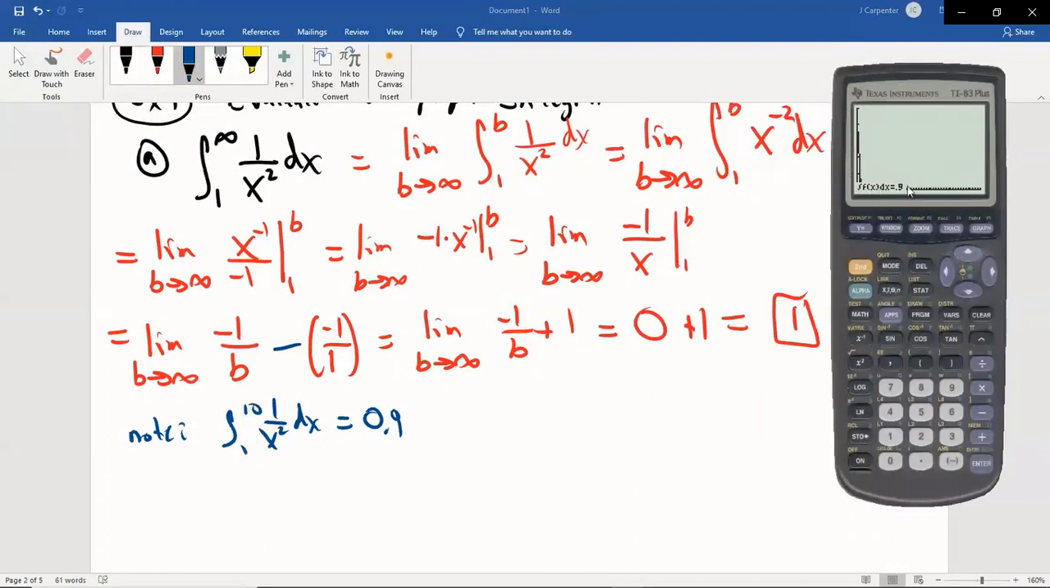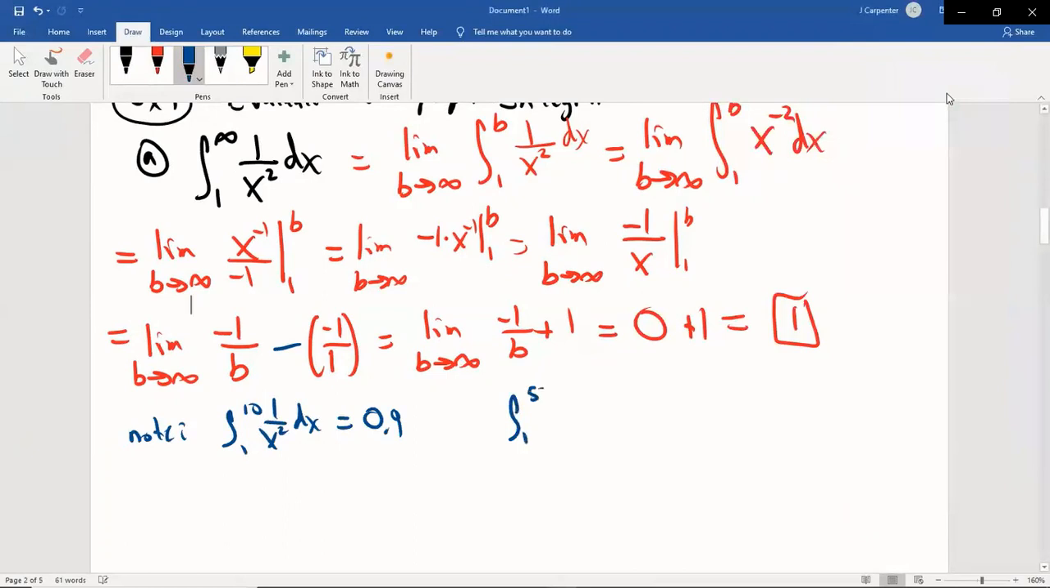All right, what if instead of going 1 to 10, let's do a different area. Let's do 1 to 50, since I have 50 up there. So lower limit of 1, upper limit of 50. Let's see what this area is. So another 40 more in terms of width. And it's crunching, 0.98. I'm going to round that to 0.98. So 1 to 50 of 1 over x squared dx is 0.98.